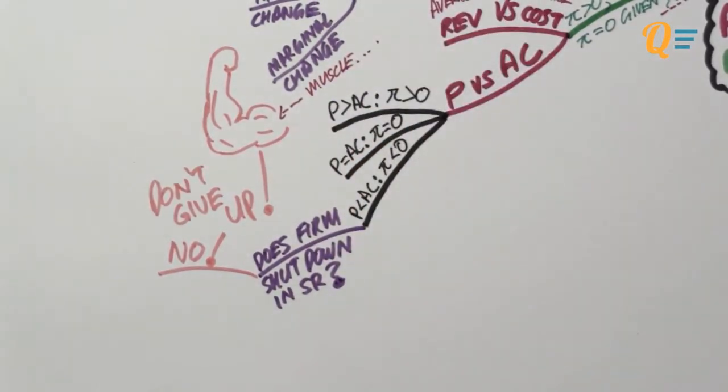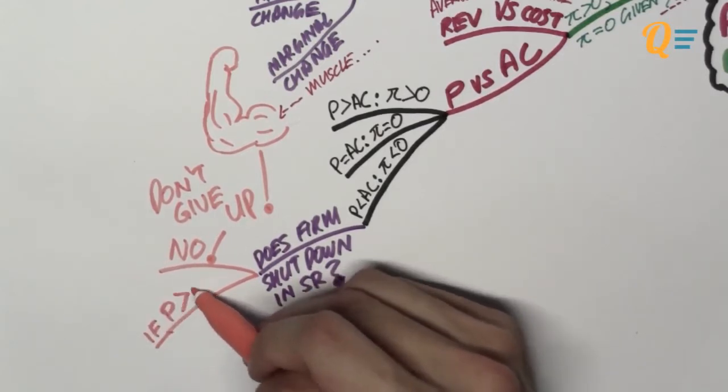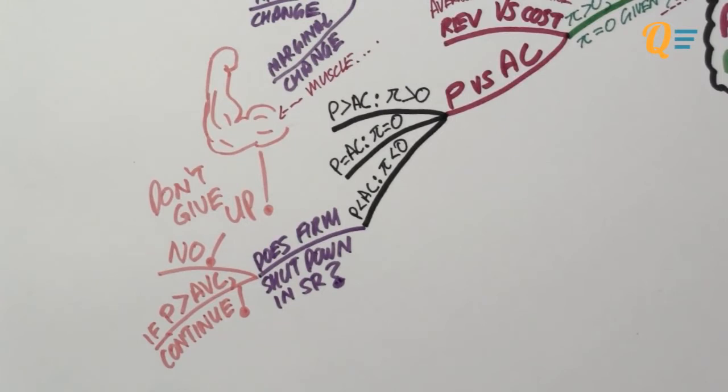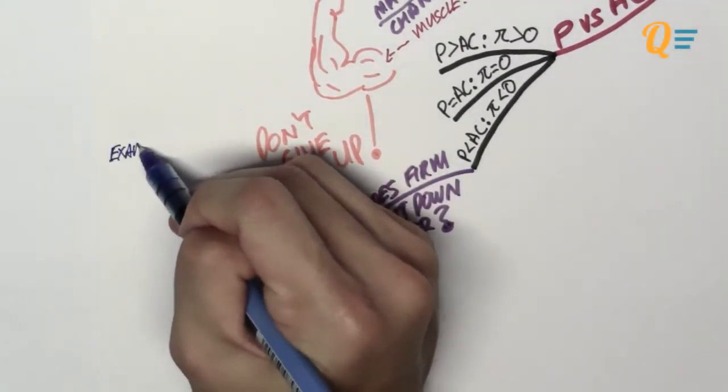So yeah, that's supposed to be muscle. My drawing isn't that good. But well, that's not exactly the reason. Having perseverance is not the reason why you shouldn't shut down. The real reason why you shouldn't shut down is because if your price is going to be more than your average variable cost, you should still continue your business.